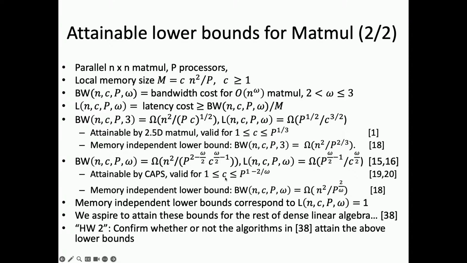We can't have as many copies as we like, and here's the number of copies we can have, P to the 1 minus 2 over omega. And at that point, you hit this memory-independent lower bound. You're guaranteed you can't go faster. And again, both of these memory-independent lower bounds correspond to hitting a latency of 1. And again, we aspire to attain these bounds for the rest of dense linear algebra. And your homework, too, is to confirm if you use our CAPS algorithm as a black box, do the algorithms in this reference actually attain the lower bounds?